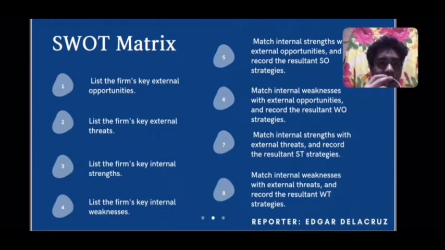SWOT matrix. List the firm's key external opportunities. List the firm's key external threats. List the firm's key internal strengths. List the firm's key internal weaknesses. Match internal strengths with external opportunities and record the resultant SO strategies. Match internal weaknesses with external opportunities and record the resultant WO strategies. Match internal strengths with external threats and record the resultant ST strategies. And lastly, match internal weaknesses with external threats and record the resultant WT strategies.